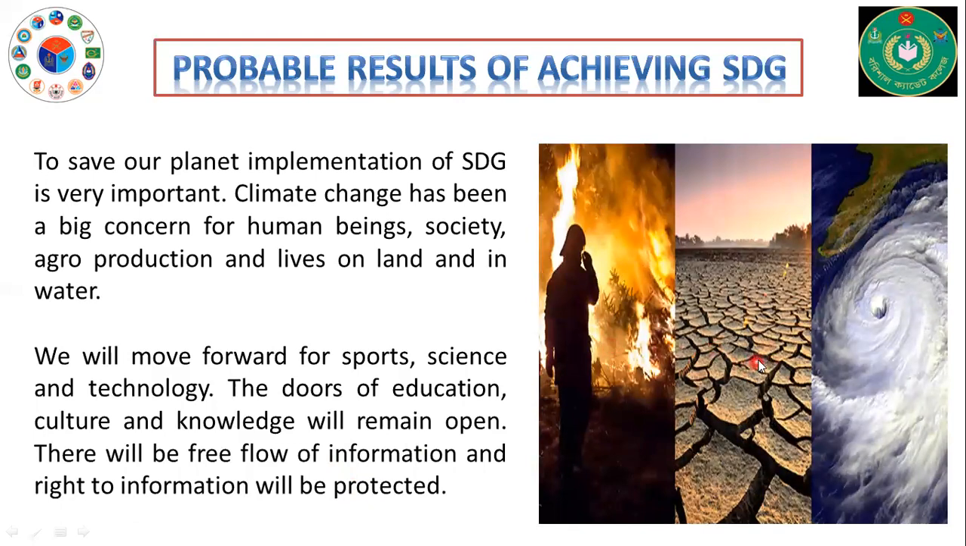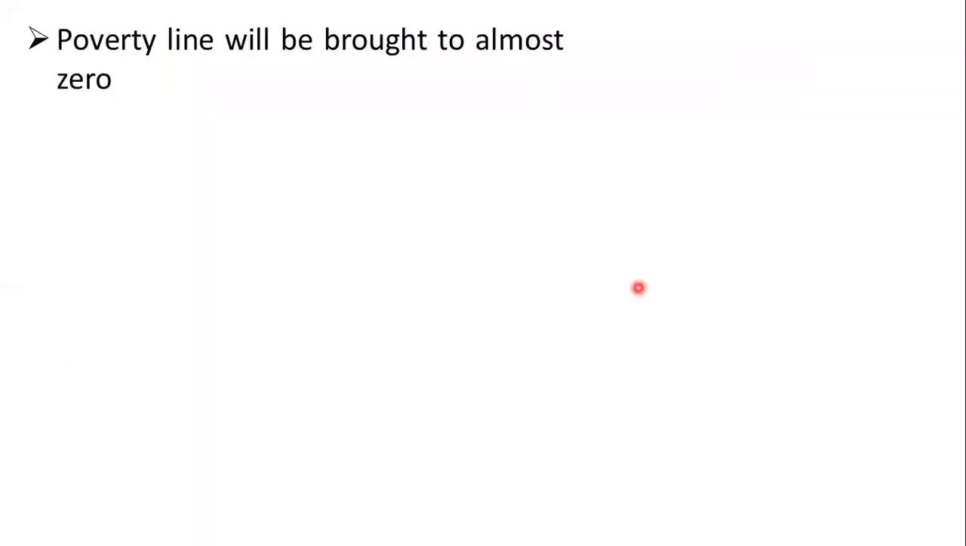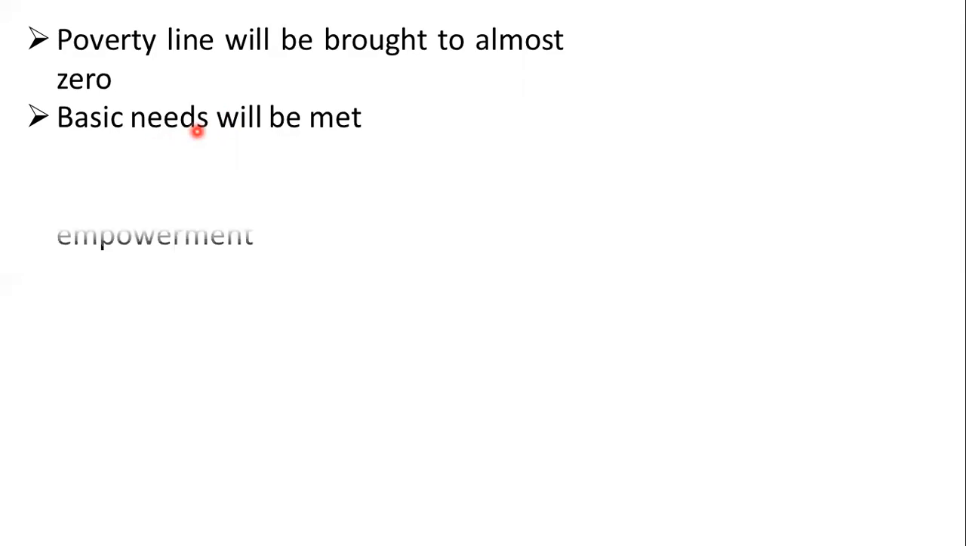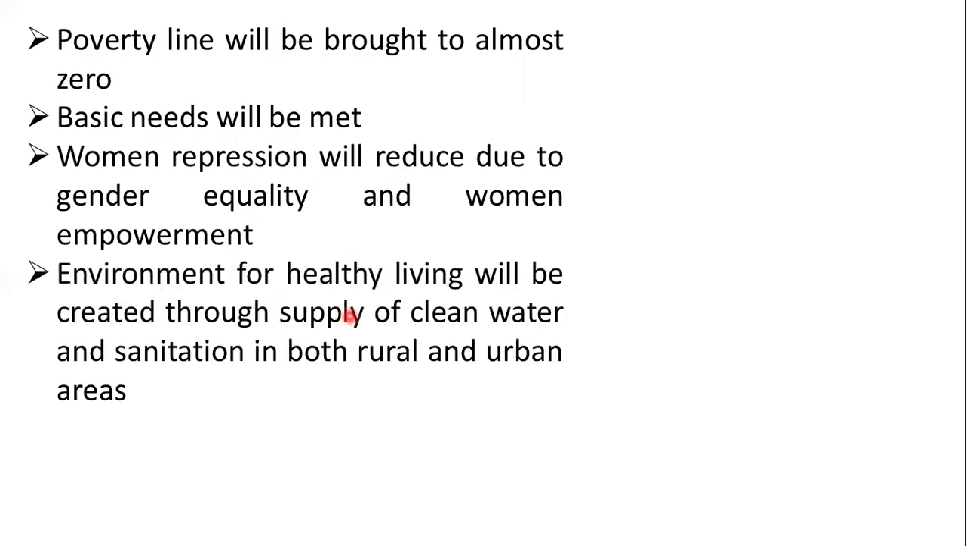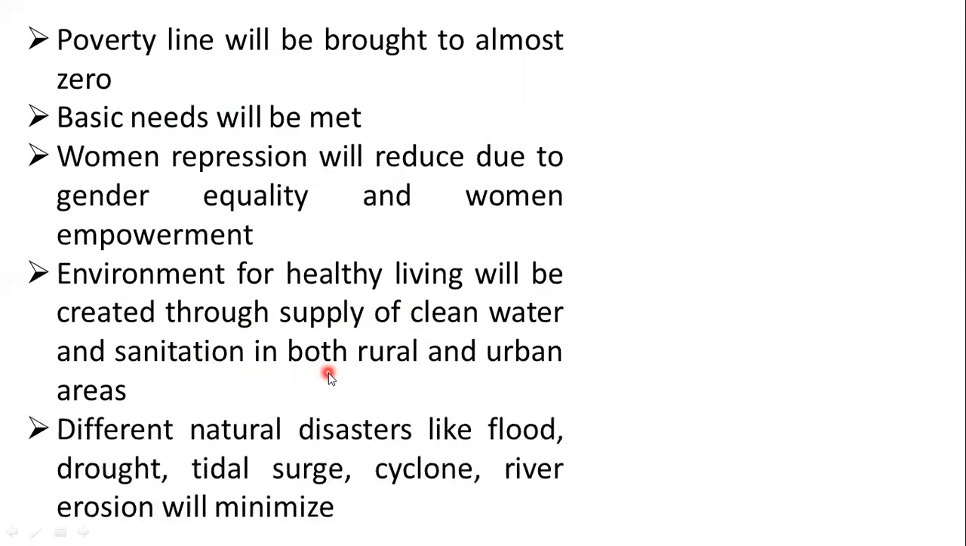You can see this is the action of climate change. This is drought, cyclone, and this is the fire. You can gaze. You already knew about this in your previous classes. The probable result will be that the poverty line will be brought to almost zero, that is zero hunger. Basic needs will be met. I have already mentioned what the basic needs are. And next, women repression will reduce due to gender equality and women empowerment. An environment for healthy living will be created through supply of clean water and sanitation in both rural and urban areas. Different natural disasters like flood, drought, tidal surge, cyclone, and river erosion will be minimized. That means disasters will be minimized if the SDG is implemented.